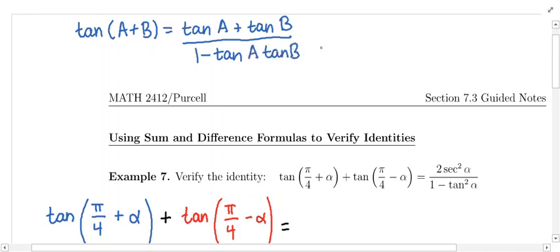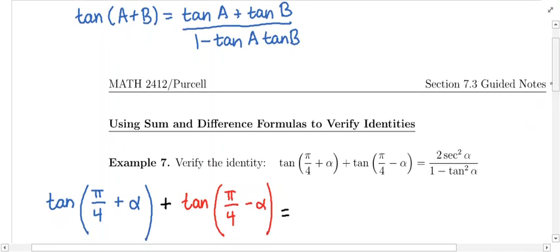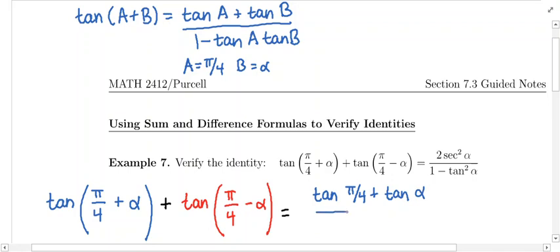divided by 1 minus the tangent of a times the tangent of b. When I apply this formula to the blue quantity here, the a value is pi over 4 and the b value is alpha. So this is going to turn into the tangent of pi over 4 plus the tangent of alpha, divided by 1 minus the tangent of pi over 4 times the tangent of alpha. All right, so we have applied the sum formula for tangent to the blue quantity.